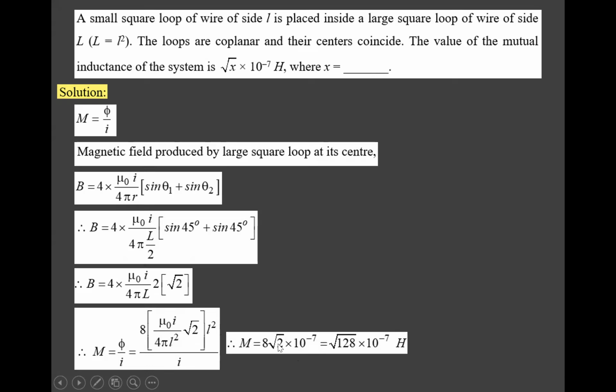Take this 8 inside the root. So we will get under root 128 into 10 raised to minus 7 Henry. Now compare this value of the mutual inductance obtained here with the given value root x into 10 raised to minus 7. So we can say the value of x is equal to 128. So our answer is 128. Clear to all of you?